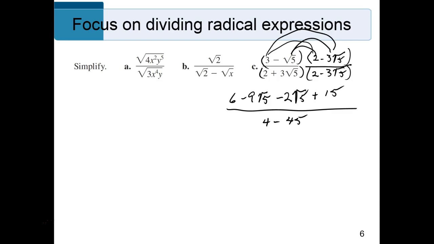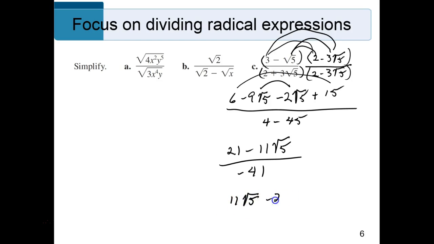Okay. Now, let's clean up the numerator a little bit. First, you got like terms, don't we? First two like terms are 21. Next two like terms are minus 11 root 5. And in the denominator we have a negative 41, right? Now, that's a perfectly correct answer. Perfectly fine. I just don't like all those minus signs in there. So what I'm going to do is do the negative of the numerator, which is going to flip that to be 11 root 5 minus 21, over the negative denominator, 41. I just like the way it looks better because it doesn't have as many negatives in it.